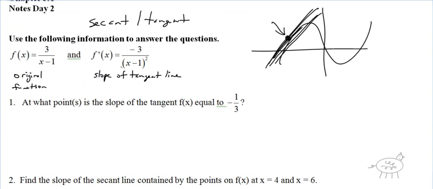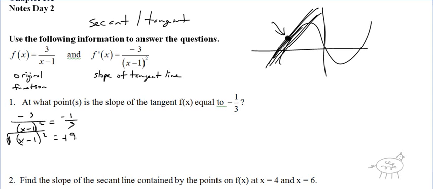Number one, it says, at what point is the slope of the tangent equal to negative 1/3? Well, you set f prime of x equal to negative 1/3. I'm telling you what the slope is. That's f prime, the slope, so we have negative 3 over x minus 1 squared equals negative 1/3. A little cross multiplying here, so we get x minus 1 squared equals negative 9. Of course, the negatives cancel to positive, so what you have is x minus 1 squared equals 9.